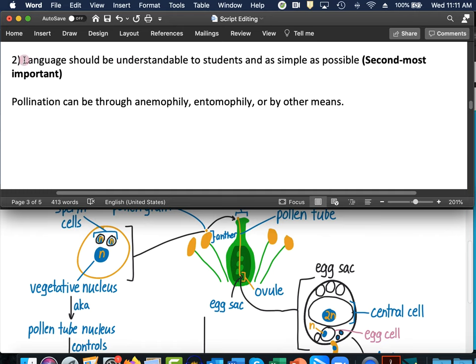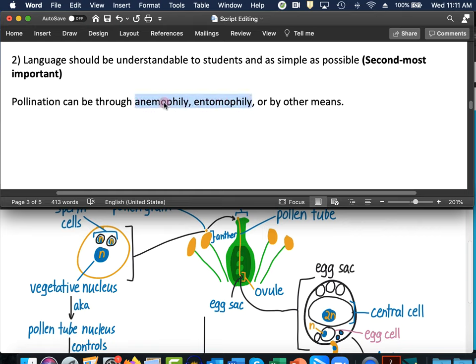Okay, next, the language should be understandable to students and as simple as possible. And of course, you should take into account how advanced your students are in this particular subject area when you're writing your script. And you'll probably just do this naturally as their teacher. One example here. Pollination can be through anemophily, entomophily, or by other means. Hope I'm pronouncing those right. They're not words I use that often. And odds are your students won't understand them.